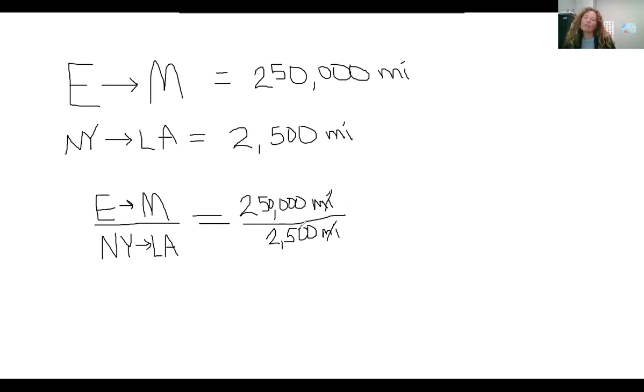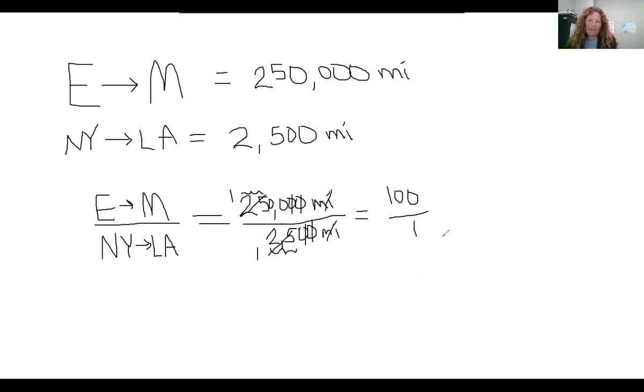You can divide these using a calculator or with pencil and paper if you want to or if you need to, but we can also use a shortcut on these because I can see that you can divide each of these by 100 and quickly cancel the 2 zeros on the end. That leaves 2,500 over 25. Because this 25 is the same in both places, I can cancel it and reduce it to a 1. That leaves me with 100 on top and 1 on the bottom, telling me that the ratio of the distance from Earth to the moon compared to the distance from New York to LA is 100 to 1.